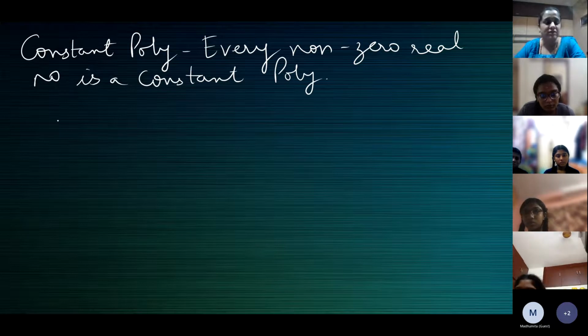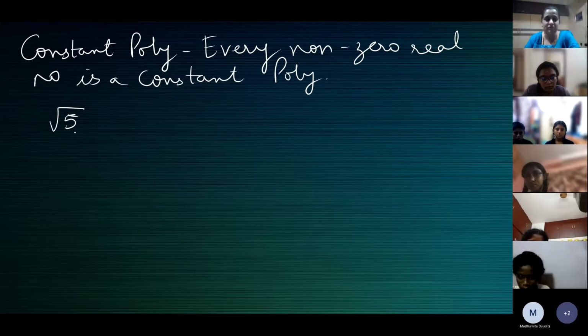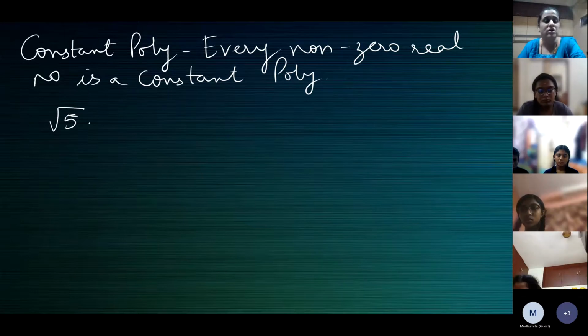So you can give many examples. Now root 5 is a constant polynomial. Root 5 is a real number. It's not 0, it's something other than 0. So it's a non-zero real number, and it's a constant polynomial. Now, what about the degree?